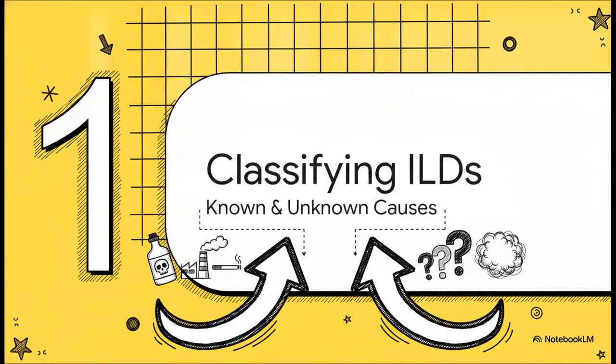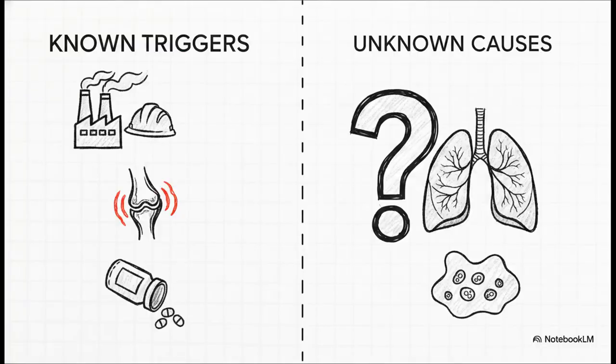All right, let's kick things off with Section 1, classifying interstitial lung diseases. Let's draw out our framework on the grid here. We're going to divide these 200-plus types of ILDs into two main branches. Over on the left side, we're writing down our known triggers. These are things like occupational exposures, think asbestos, coal, or silica dust. We've also got systemic connective tissue diseases like rheumatoid arthritis or scleroderma, and drug toxicities from meds like amiodarone.